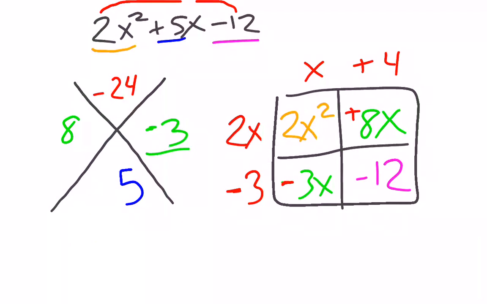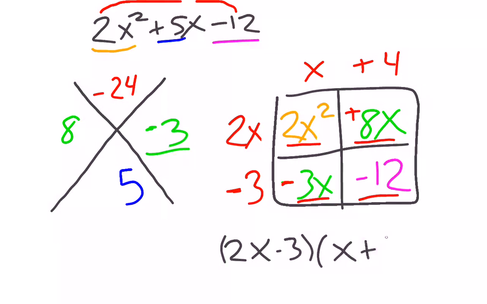Now let's check. 2x times x is 2x squared. 2x times 4 is 8x. Negative 3 times x is negative 3x, and negative 3 times positive 4 is negative 12. I know I have the right answer. You should know that you got a 100 on this test without me even having to grade it, because you're going to check all of your questions by multiplication, right?